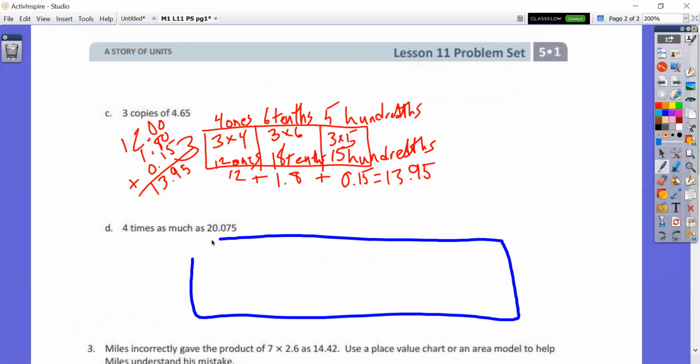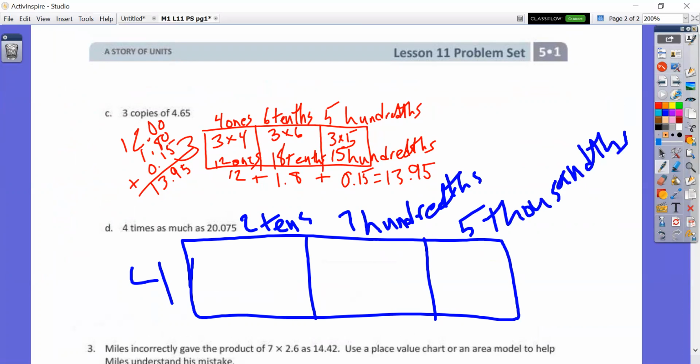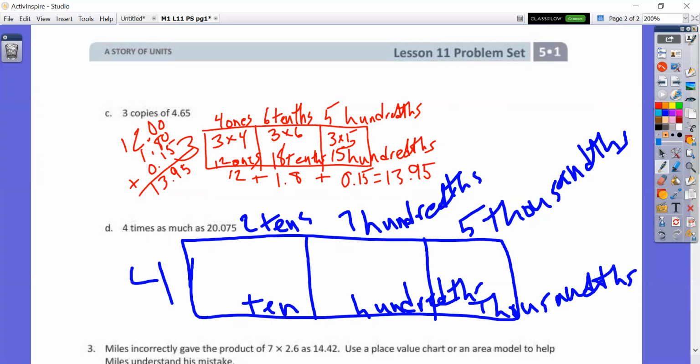So let me build back my area model. Multiplying 4 groups of, and then I have 2 tens, 7 in the hundredths place, and I also have 5 in the thousandths place. I love unit form because it's just basic math facts, and then we can just add them back together at the end. Well, we know the unit stays the same, so I'm just going to take a few seconds to put the units into the boxes. So all I need to worry about is my basic multiplication facts.